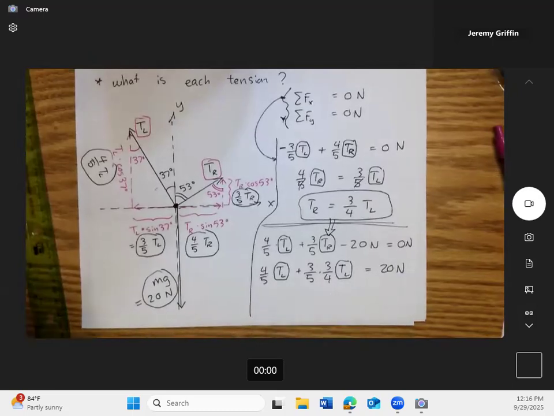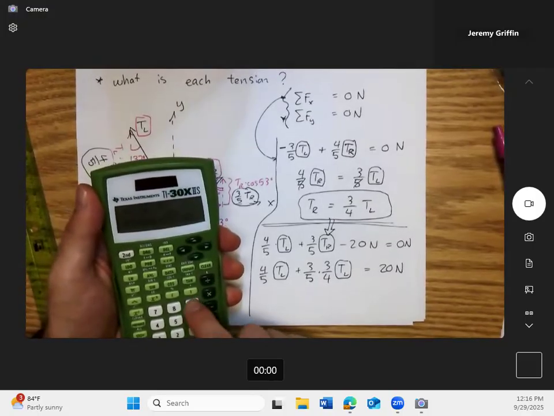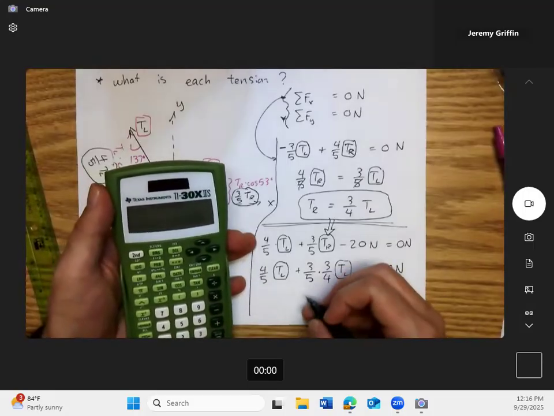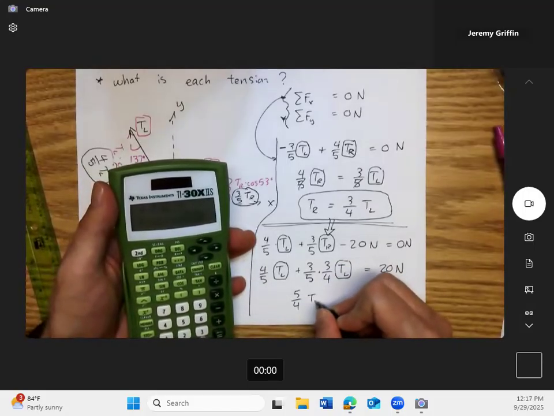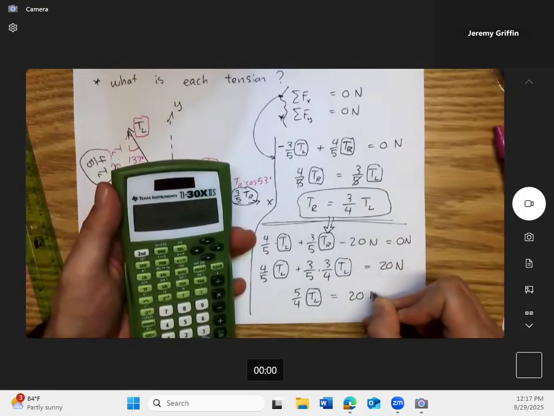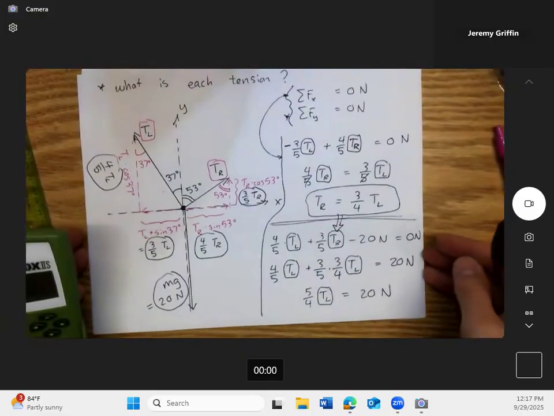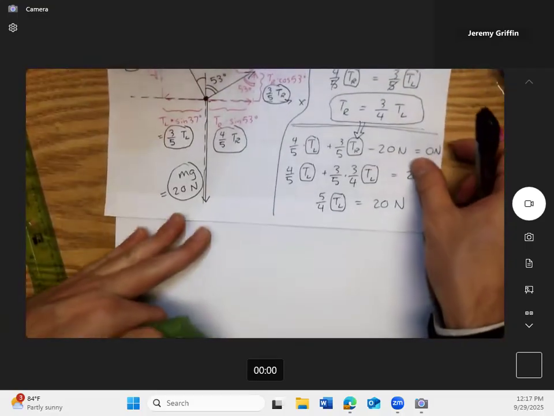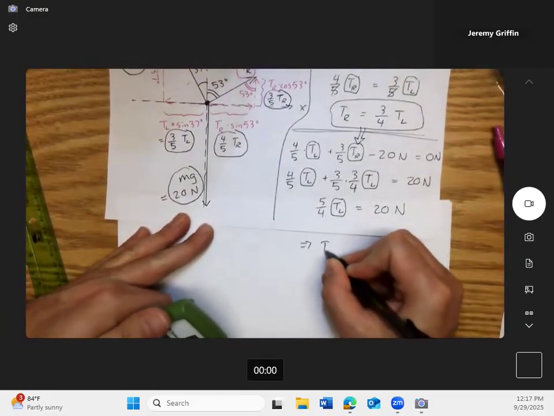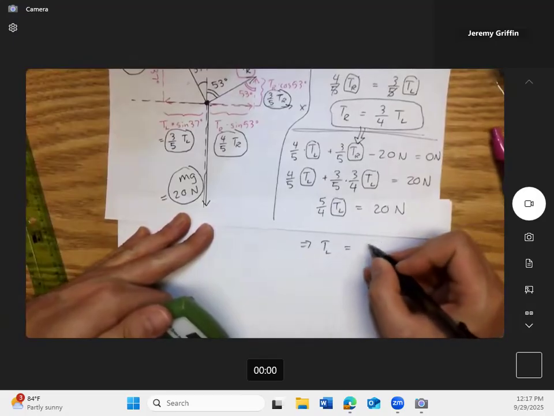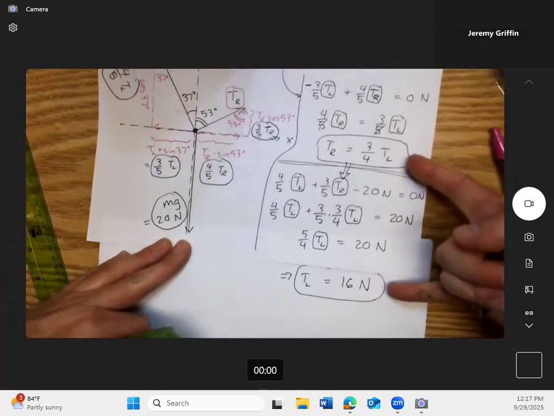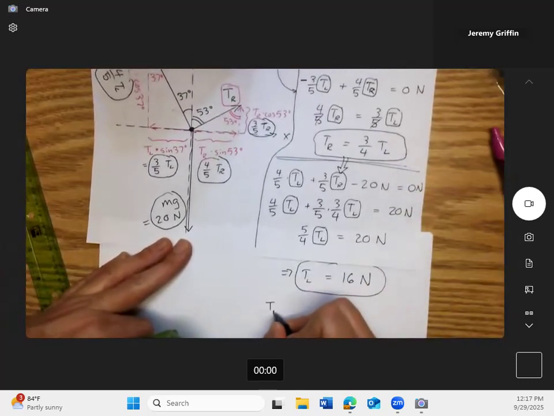They add all this up. What is 4/5 plus 9/20? It's like 1.25, it's like 5/4. 5/4 tension left equals 20 newtons. Right. Oh, hey, we're going to get nice numbers. We got a whole number out of this. Guys, can I multiply both sides by 4/5? So therefore, tension left is 4/5 of that. Is that 16 newtons, I think? Is that right? And then, you guys remember this from before? Well, I remember tension right is 3/4 of tension left.